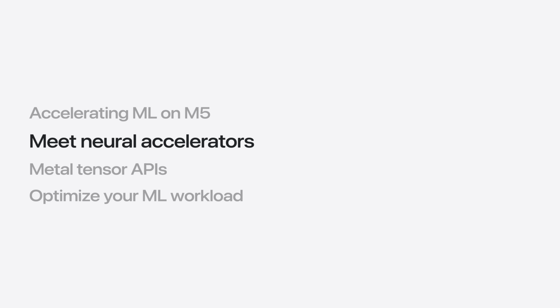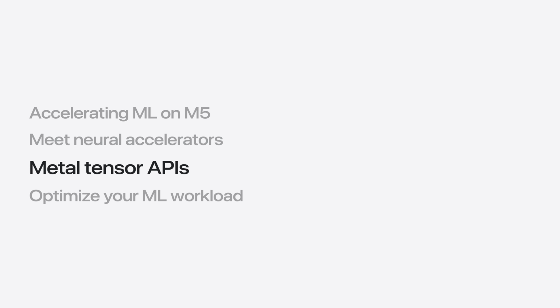So that's neural accelerators, dedicated matrix multiplication hardware in every shader core, designed to dramatically accelerate ML workloads. The frameworks you're already using leverage them automatically. But if you need to go deeper, building custom kernels or optimizing specific operations, that's where TensorOps comes in. We'll cover TensorOps in 3 parts.